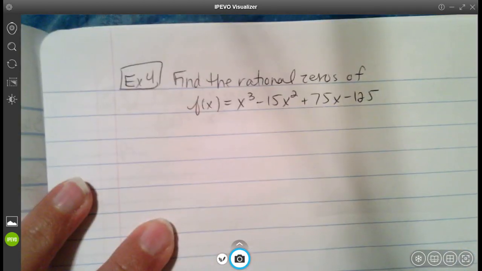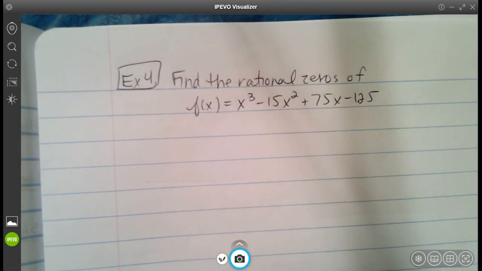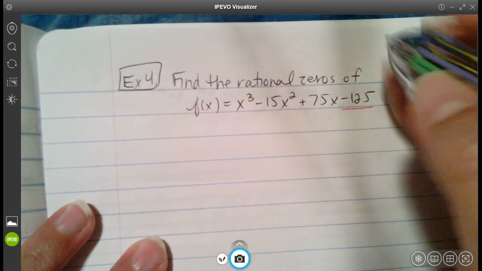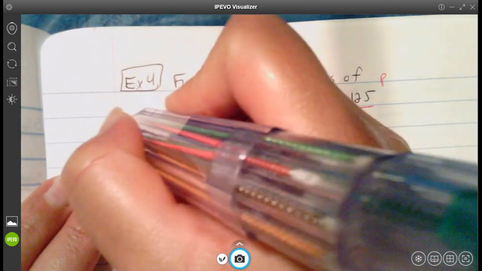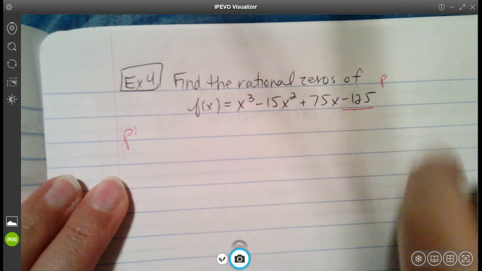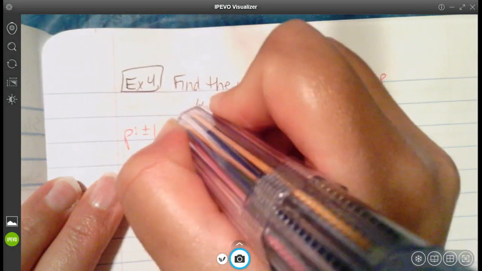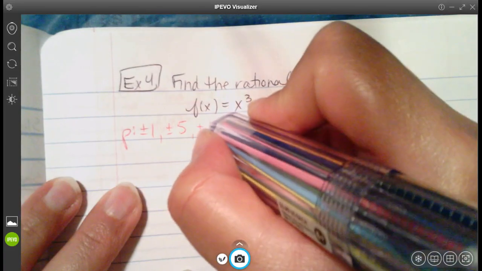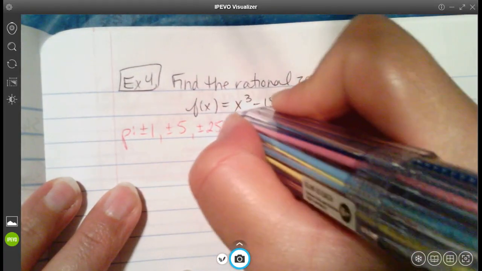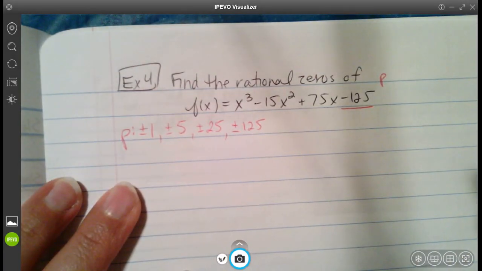Let's go ahead and do one more. Okay, so for this example, you're going to be a little bit intimidated by that really big number at the end. So -125 is our p. Okay, it's the constant term here. So just like we did before, we're going to go ahead and list all the factors of this huge number. Okay, so I know for sure it's plus or minus 1. Then I have plus or minus 5, plus or minus 25, and then plus or minus 125. Yeah, I think those are going to be it.